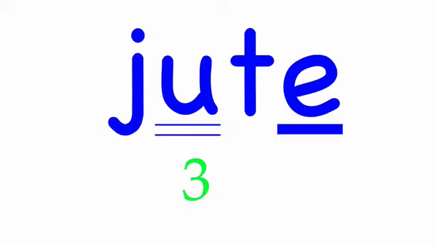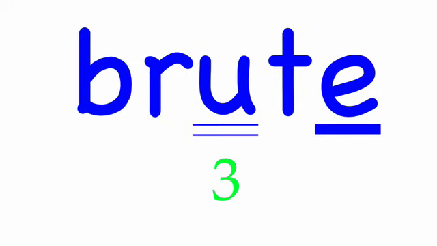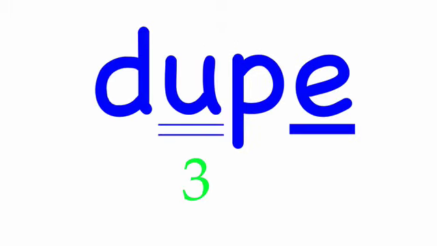The next word is brute. Brute. He is a real brute when he is playing sports. Brute. 4 sounds. B, R, U, T. Brute. U here is representing its second long sound. Dupe. Dupe. He tried to dupe me into signing a contract. Dupe. And dupe means to fool. And we have 3 sounds in this word. D, U, P. Dupe. U is representing its second long sound.